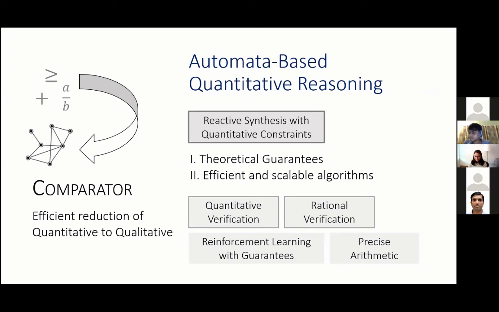Any other questions? I had a question. Have you considered adding random nodes to the model, like a stochastic game with quantitative constraints?